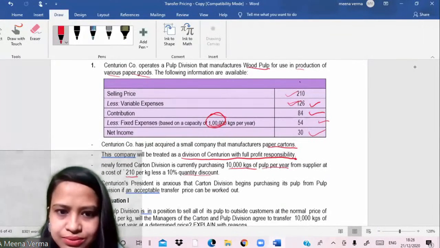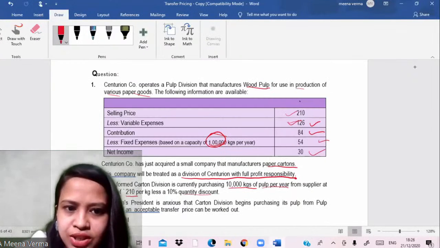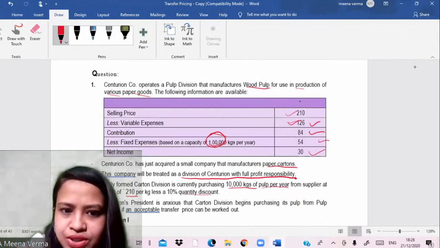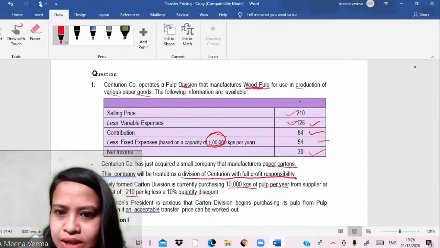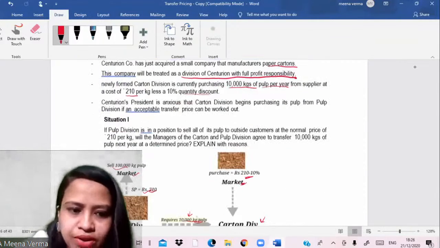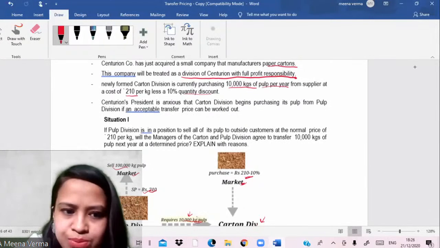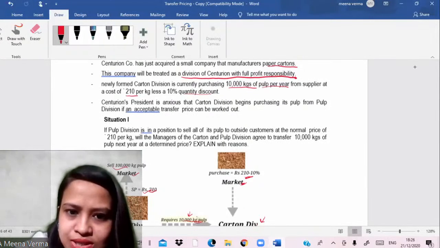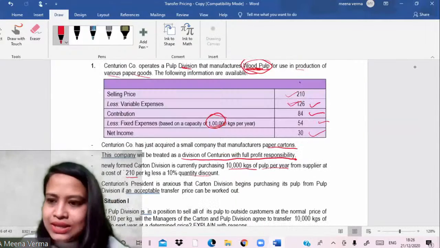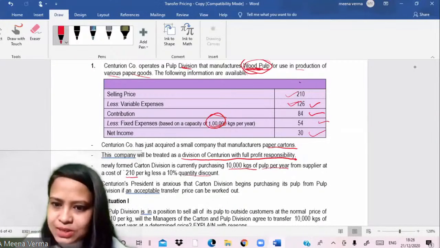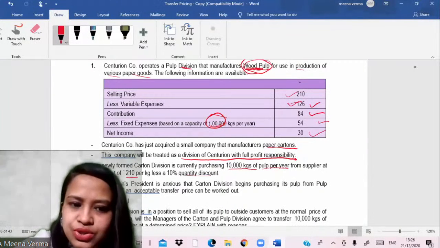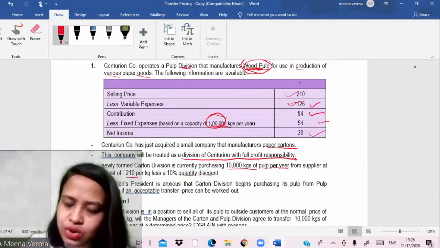You can see here, this company operates a pulp division that manufactures wood pulp. Okay, this is the wood pulp the company is manufacturing, for use in production of various paper goods. And the following information is related to wood pulp. The sale price, variable expenses, contribution, fixed expenses, and capacity is also given.